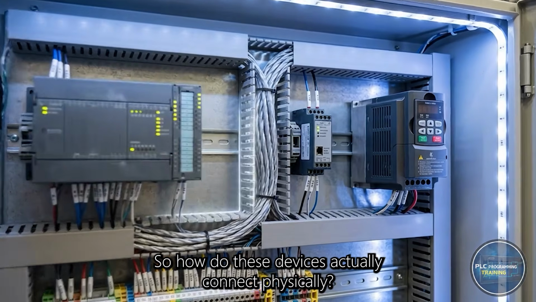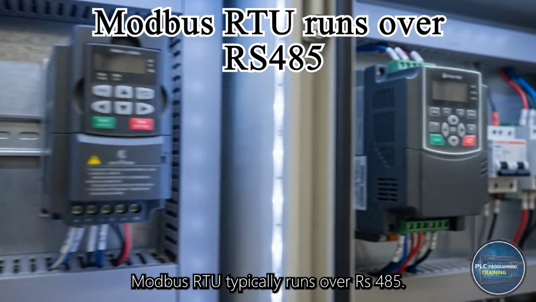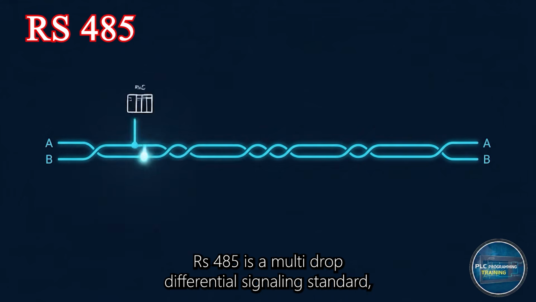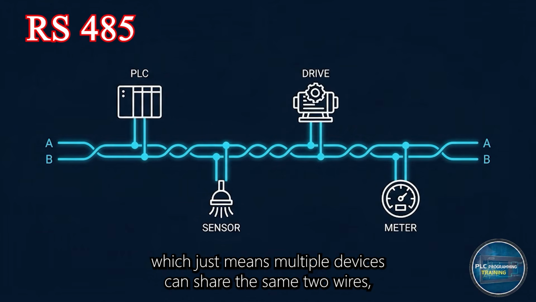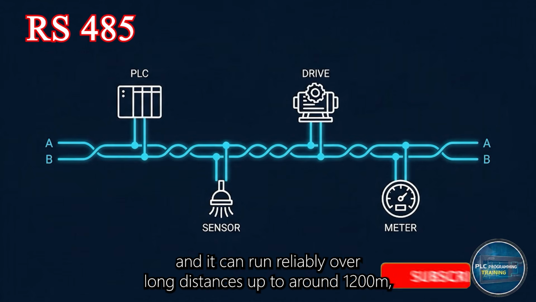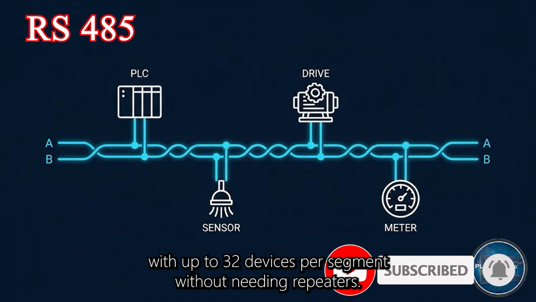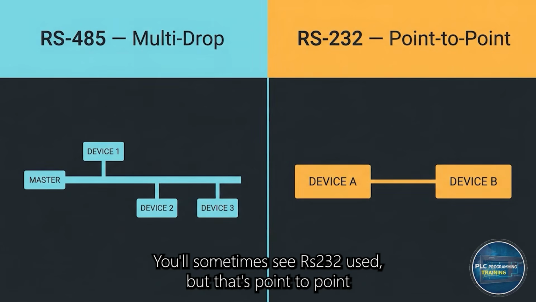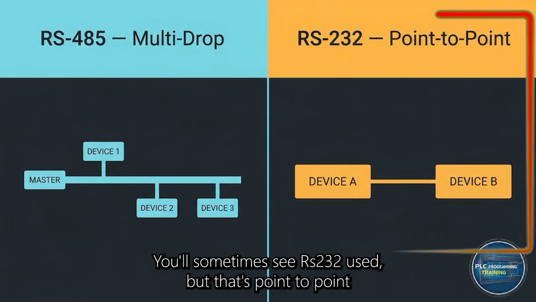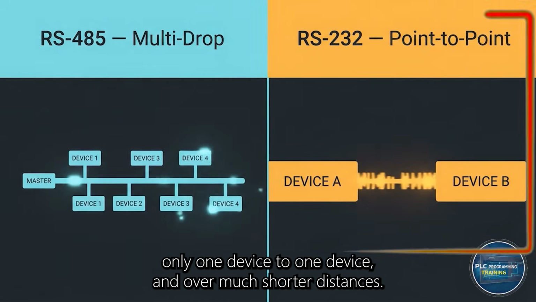So how do these devices actually connect? Physically, Modbus RTU typically runs over RS-485. RS-485 is a multi-drop differential signaling standard, which just means multiple devices can share the same two wires, and it can run reliably over long distances, up to around 1,200 meters, with up to 32 devices per segment without needing repeaters. You'll sometimes see RS-232 used, but that's point-to-point only, one device to one device, and over much shorter distances.